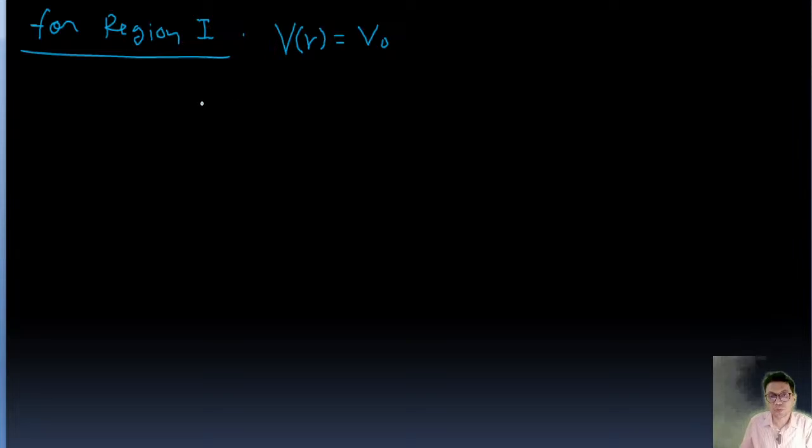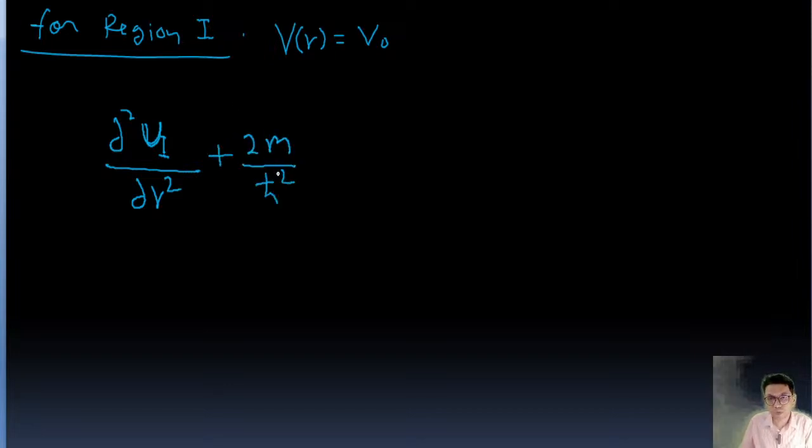Okay, so we'll put the value. This equation is going to be del square, this is the first region. I'm just writing u first. u is a function of r: u first double prime, d²u₁/dr², plus 2m upon h cut square times (E plus V naught) u₁, this is a function of r, so this is going to be 0.